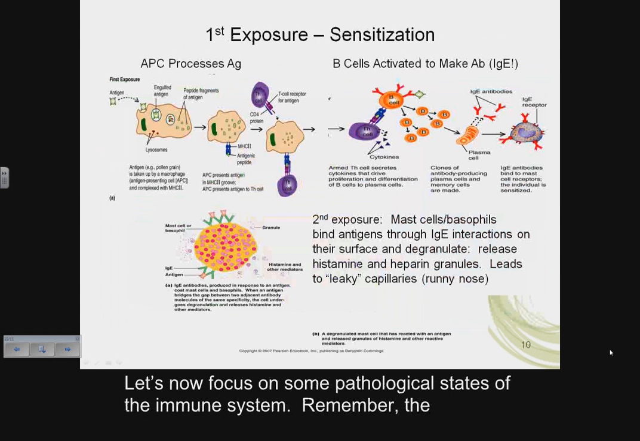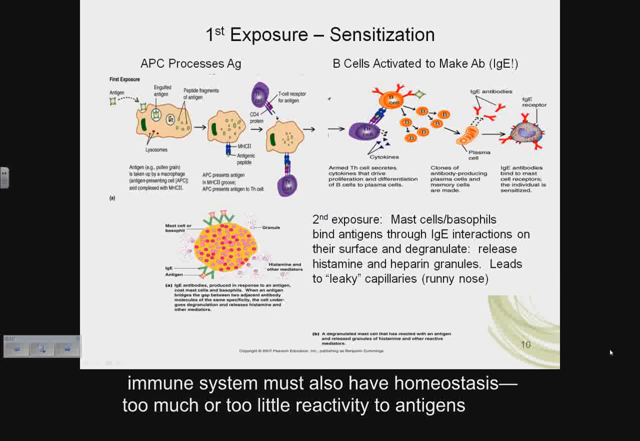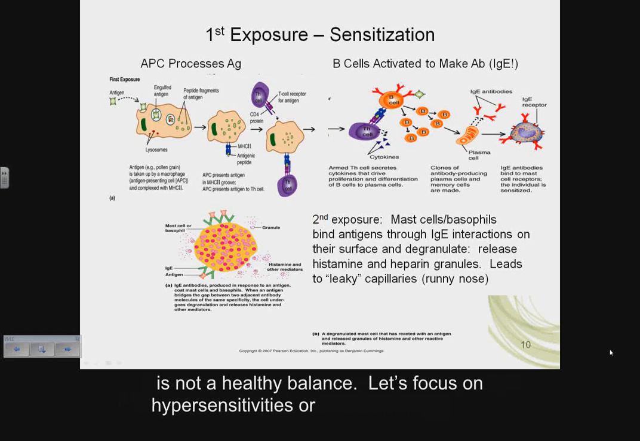Let's now focus on some pathological states of the immune system. Remember, the immune system must also have homeostasis. Too much or too little activity to antigens is not a healthy balance. Let's focus on hypersensitivities or allergies.